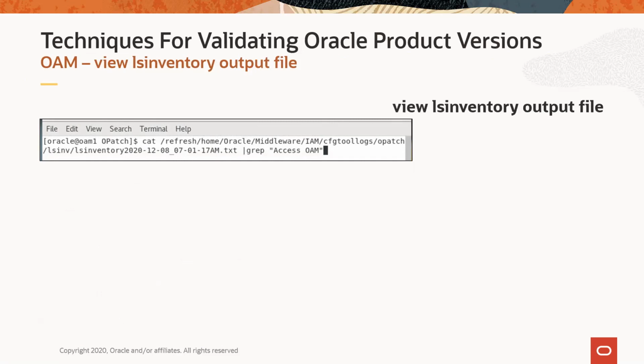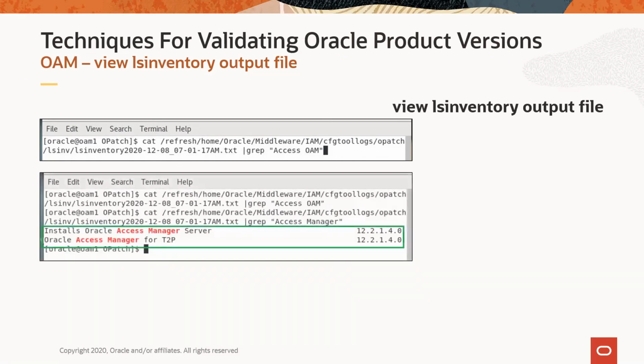Now we will use the cat command to display the log file from the location shown on the previous slide, to show the OAM version. Execute the command as shown. This returns Oracle Access Manager 12.2.1.4.0.